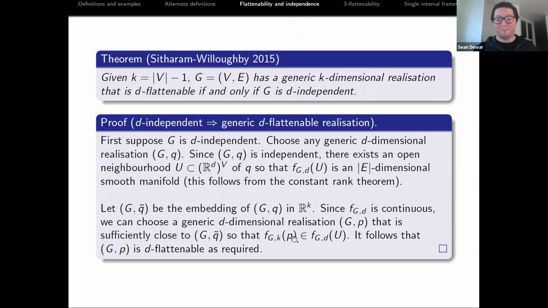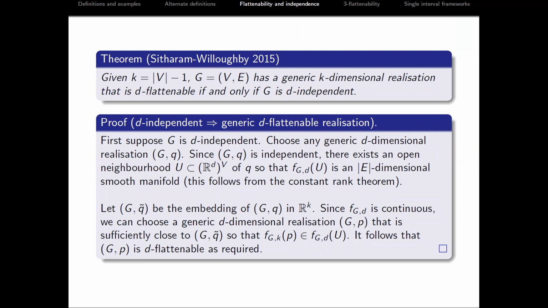Well, if we have a framework which lies inside this open set, that means that there is a d-dimensional realization with the same edge lengths. So that means that GP is d-flattenable, and we're done. Okay? So it's just saying that if you're independent, then your set of edge lengths has to contain an open set. And then what you can do is you can always just approximate some d-independent graph and find the edge lengths and always flatten this generic realization.